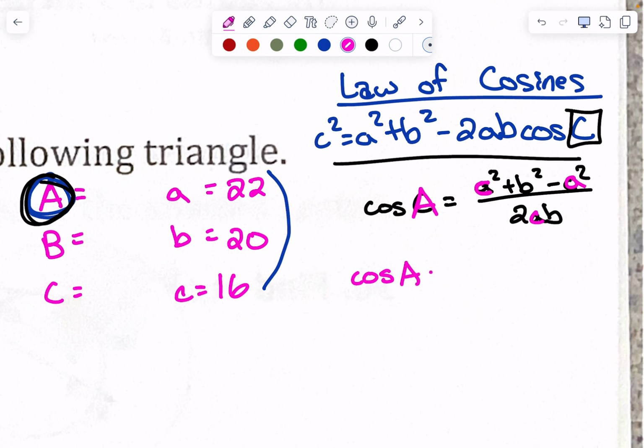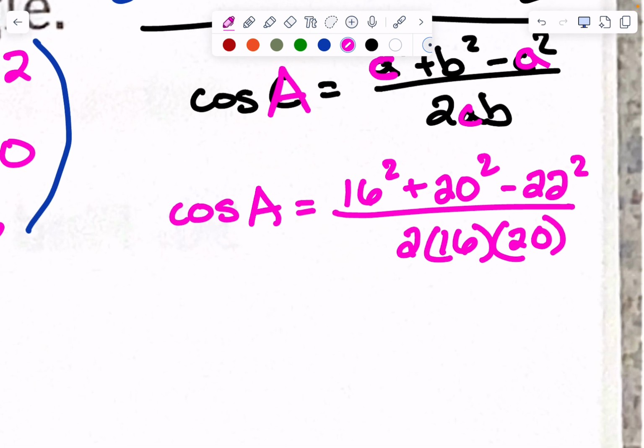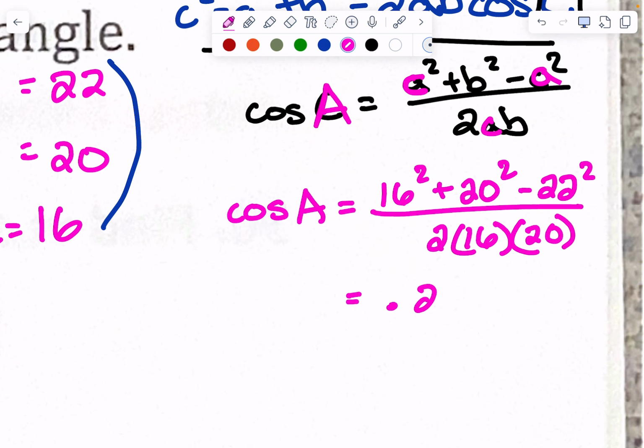So cosine of A equals, what goes first on the top? C. So it'd be 16 squared plus 20 squared minus 22 squared, over 2 times 16 times 20. Okay? 0.268. That didn't seem right. No, it is, though, because that's what cosine of A is.